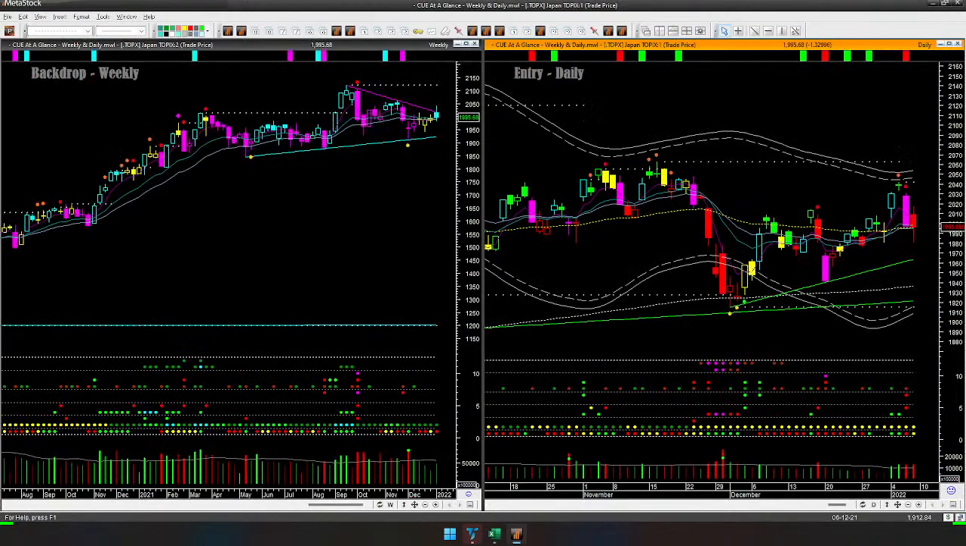Topix index, Japanese market. In the weekly, it is inside the triangle pattern near the upper edge of the triangle. In daily, it is in an uptrend, not far from the trendline support. Uptrend because it has higher low, higher high. Daily is an uptrend. However, similar to the Australian market, looking at the weekly, we are not going to take any directional trade.